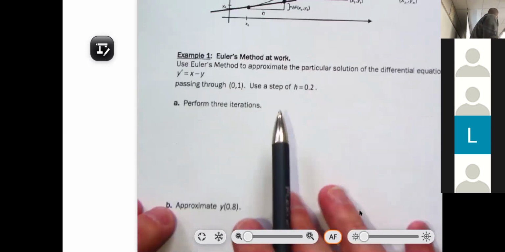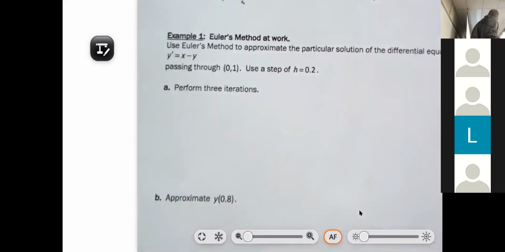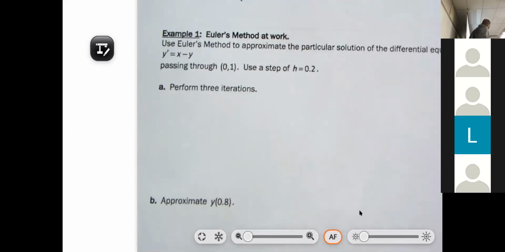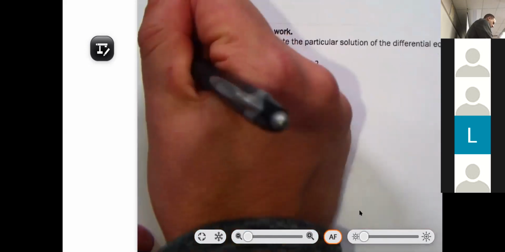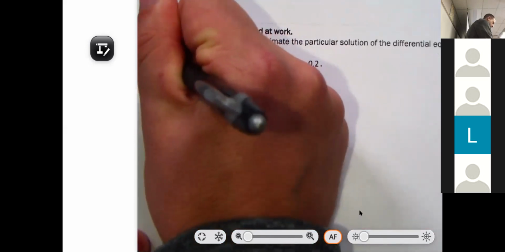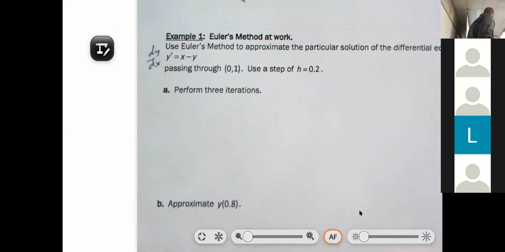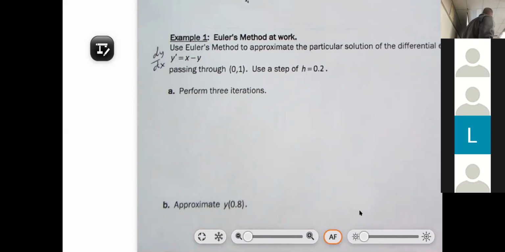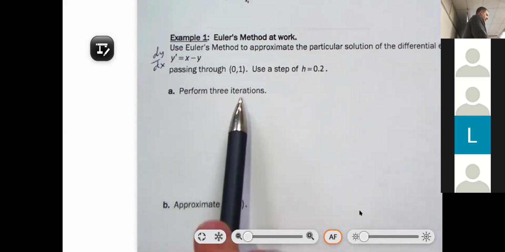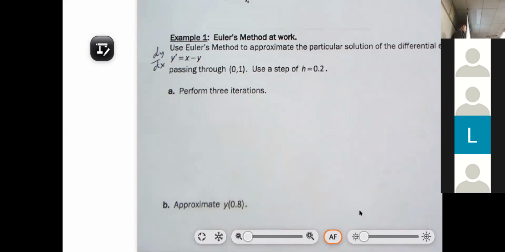All right. It says use Euler's method to approximate the particular solution of the differential equation, and y prime, if you remember, is just dy/dx, which means slope, passing through (0, 1), using a step of h equals 0.2. And I'll explain what that means. Now, part A says perform 3 iterations. You're never going to see it phrased that way.